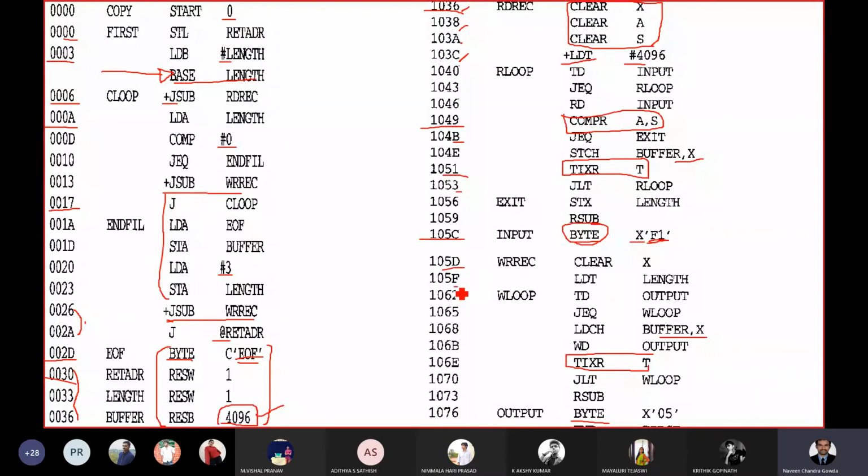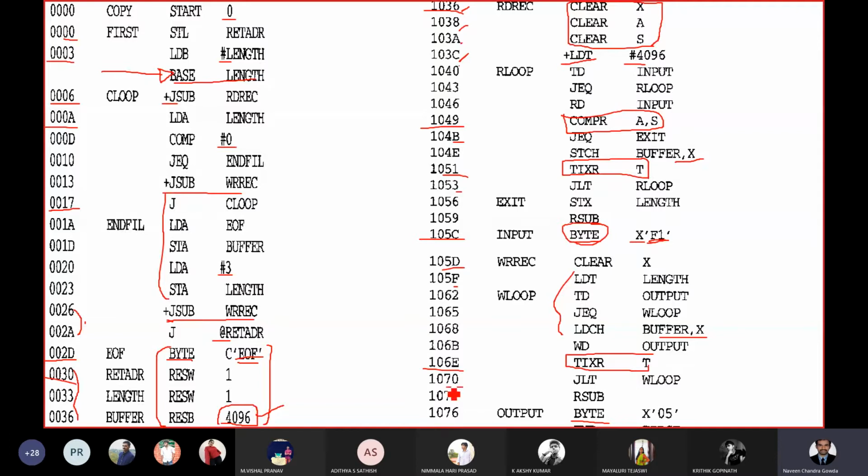Again, we have a few format 3 instructions, for which we'll be allocating 3 bytes to each. TIXR, which is again format 2, for which we'll be allocating 2 bytes, so it will become 6C plus 2. E is nothing but 14, 14 plus 2 is 16, so 16 becomes 10, so that is 70. Again, you have 73.